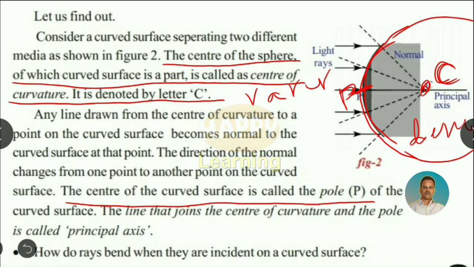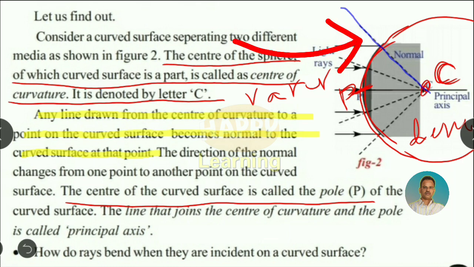Now coming to the second paragraph. Any line drawn from the center of curvature to a point on the curved surface becomes normal to the curved surface at that point. What does it mean? Any line drawn from the center of curvature, from this point C, I am drawing a line onto the curvature. This line will be perpendicular here.